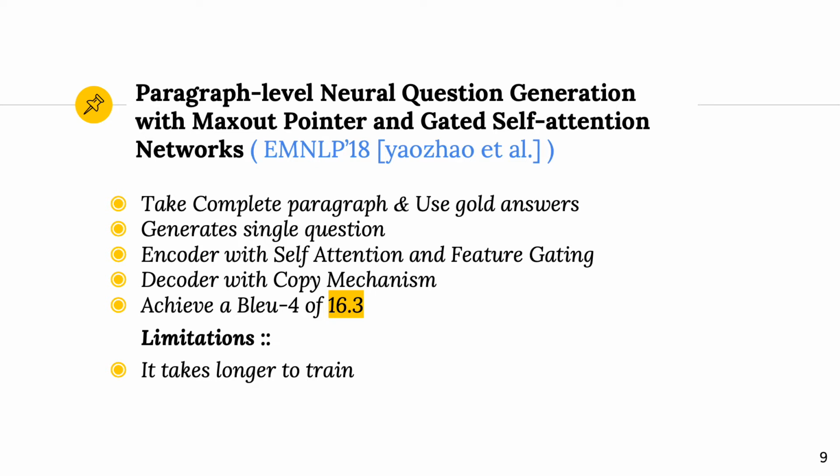Another work is in EMNLP 18, which tries to utilize the complete paragraph as input and uses gold answers, and they generate a single question. Their model is quite complicated with self attention and feature gating mechanism, and the decoder is with copy mechanism, and they get a BLEU score of around 16.3. The limitation is their model takes quite a lot of time to train.